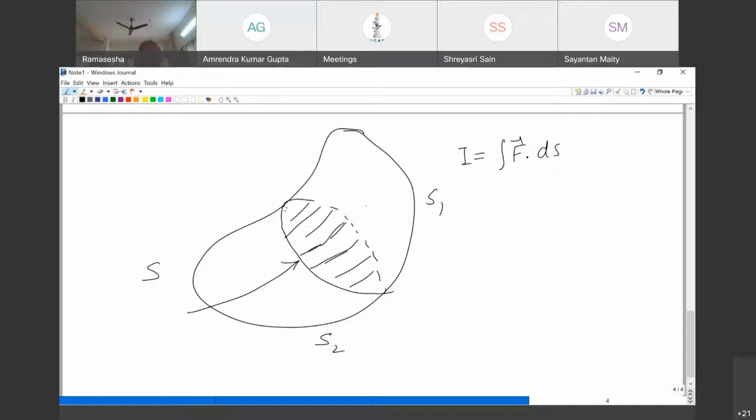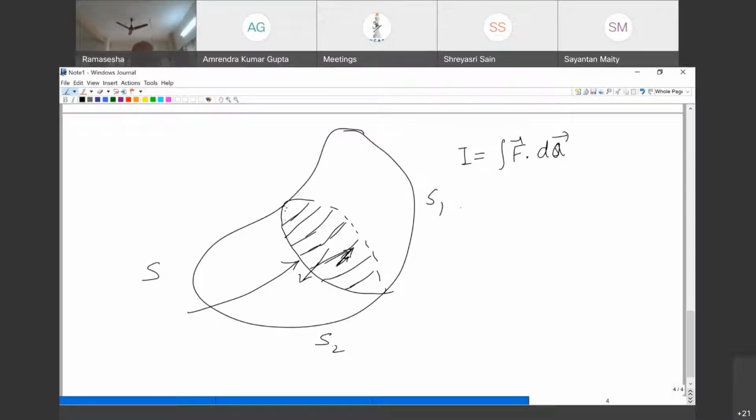Because you have a direction for dA. So this is F dot dA. For the surface S2 the direction is in one direction, and for S1 it is in the opposite direction, and the function is the same at all points except that the direction of dA has changed. So the contribution on the boundary is going to be 0. Is it clear? Yes, sir.